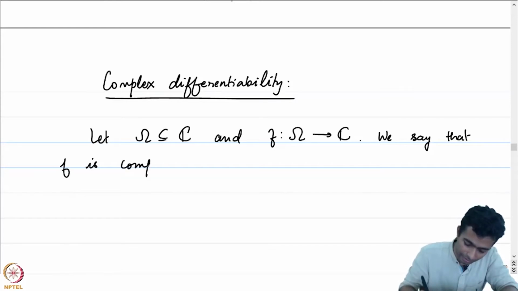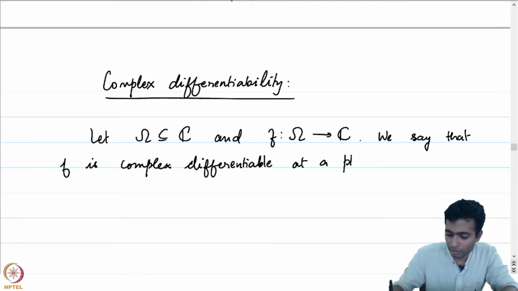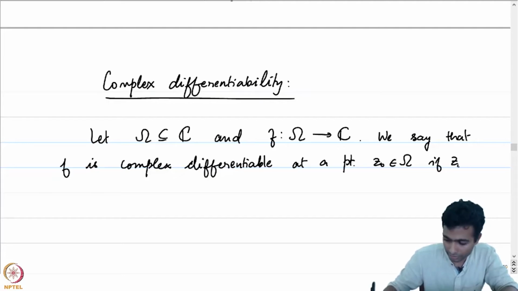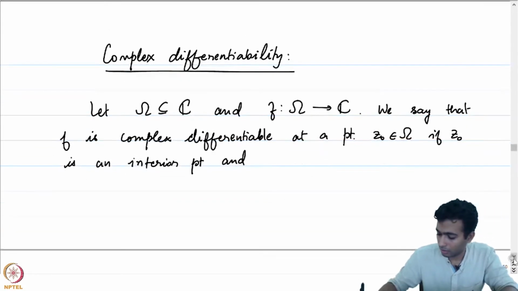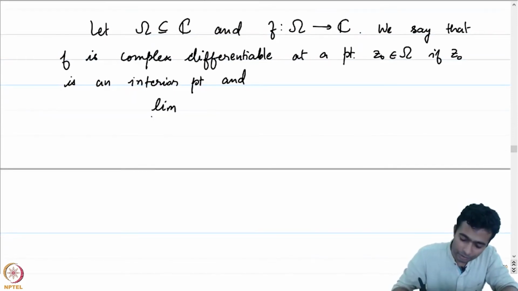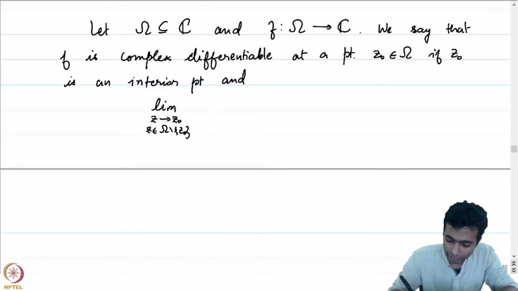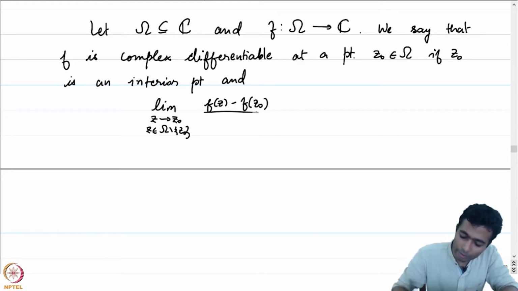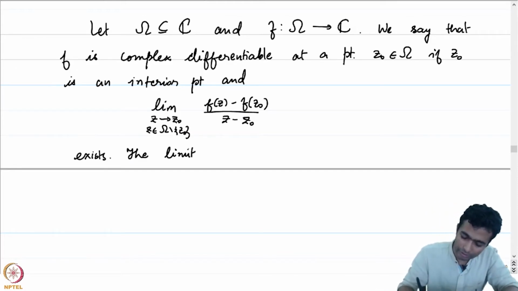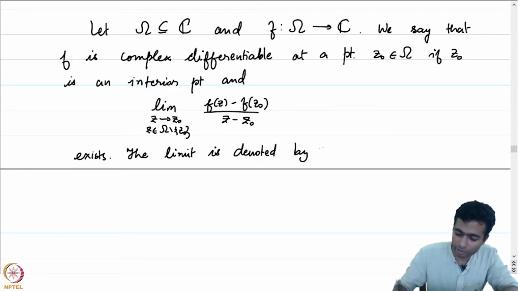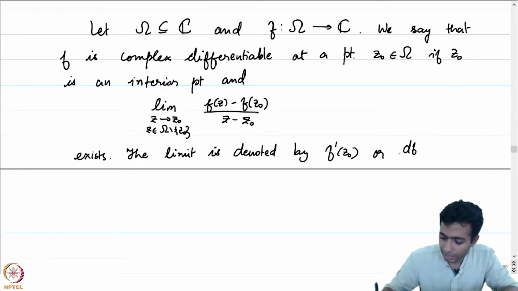We say that f is complex differentiable at a point z naught in omega if z naught is an interior point and the following limit exists: the limit as z goes to z naught, where z is in omega minus z naught, of f of z minus f of z naught over z minus z naught. If this limit exists, then we say that f is complex differentiable at the point z naught. The limit is denoted by f prime at z naught, or as df by dz at z naught.